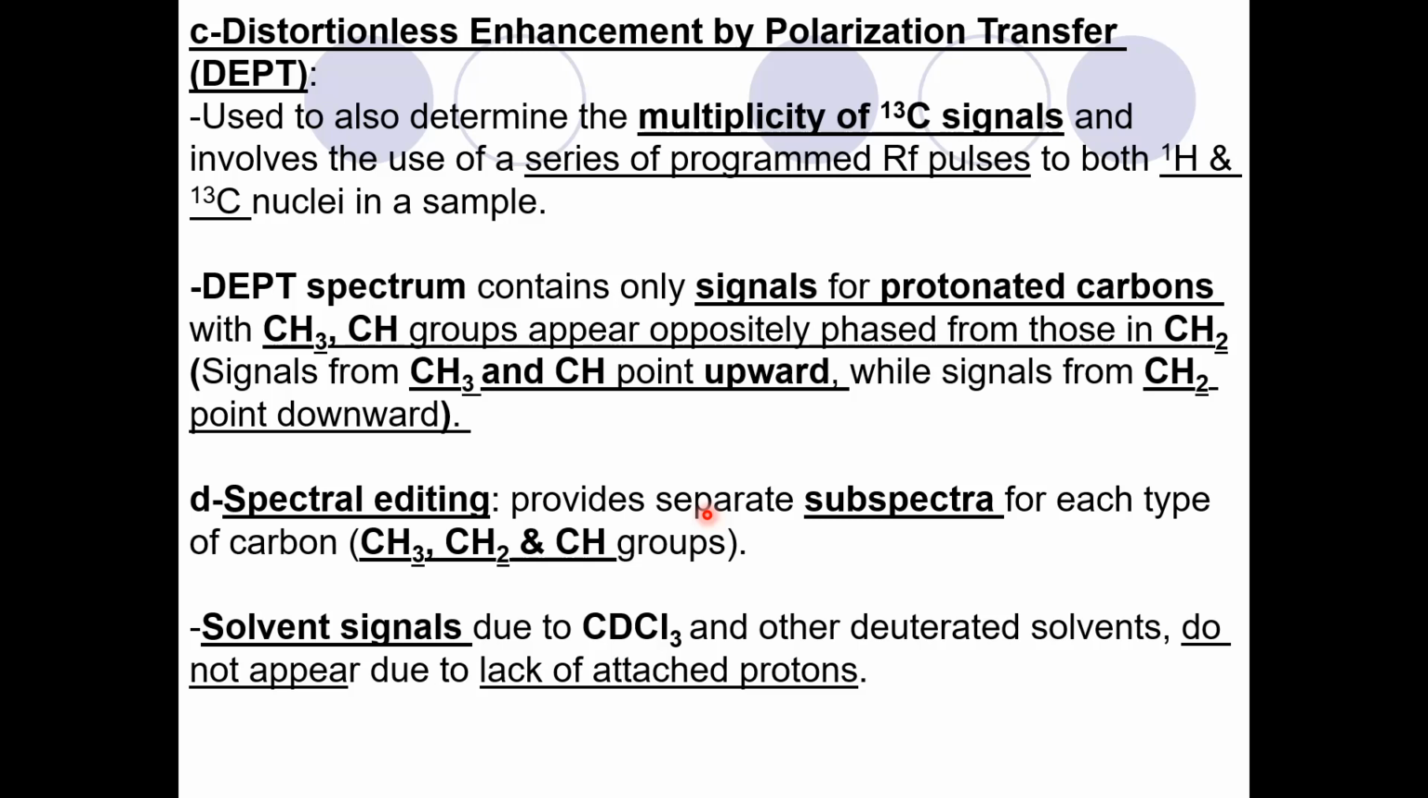As I said before, quaternary carbons are not observed because they lack an attached proton, and also the signal of deuterated solvents such as deuterochloroform, for example. The signal of this deuterated solvent used in NMR spectroscopy is not observed because of the lack of an attached proton.